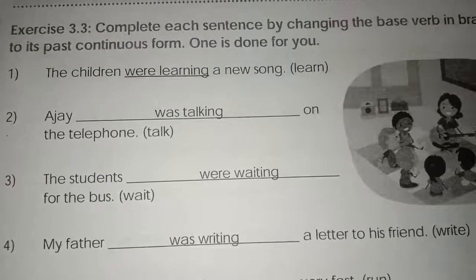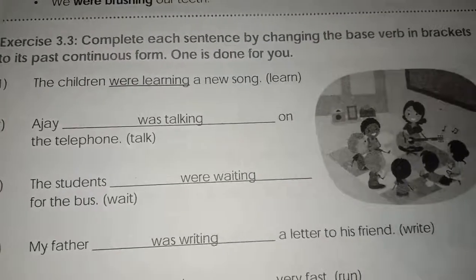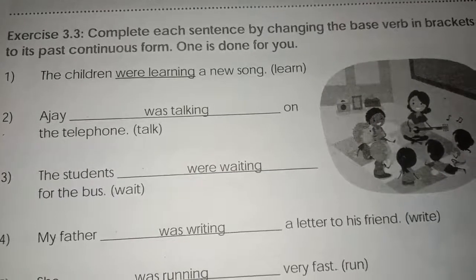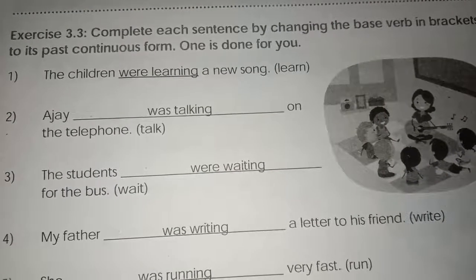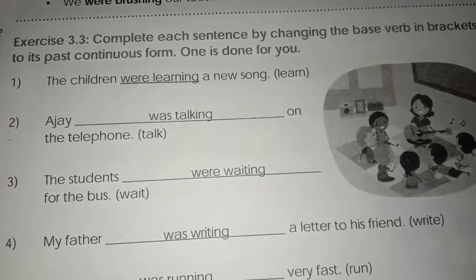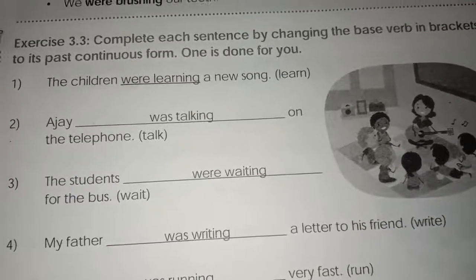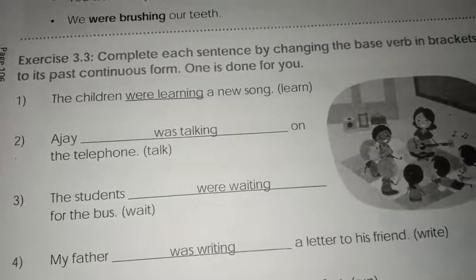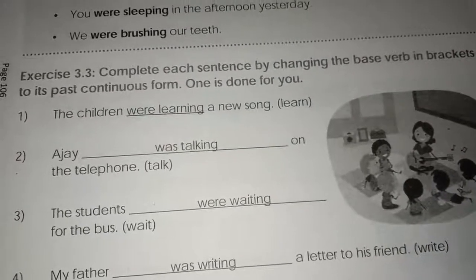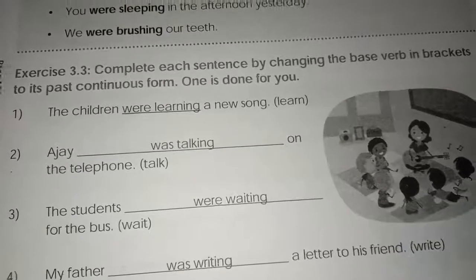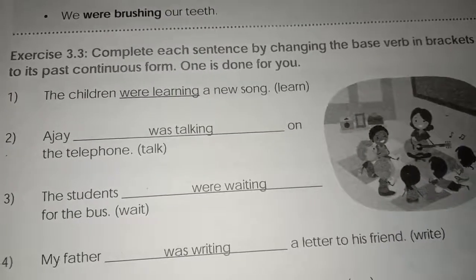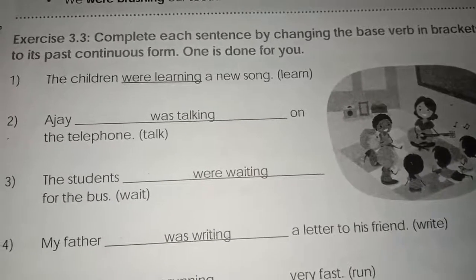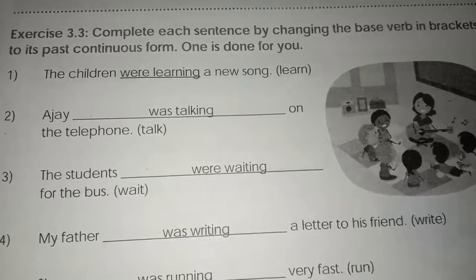See here, children, 3.3. Complete each sentence by changing the base verb in brackets to its past continuous form. One is done. See here. The children dash a new song. Learn. You should change it into a past continuous form. So, the verb is learning. Past continuous means what? Subject plus was or were plus the ing form of the base verb, then the object. Yes, children. See, Ajay dash on the telephone. Talk. Ajay was talking on the telephone.